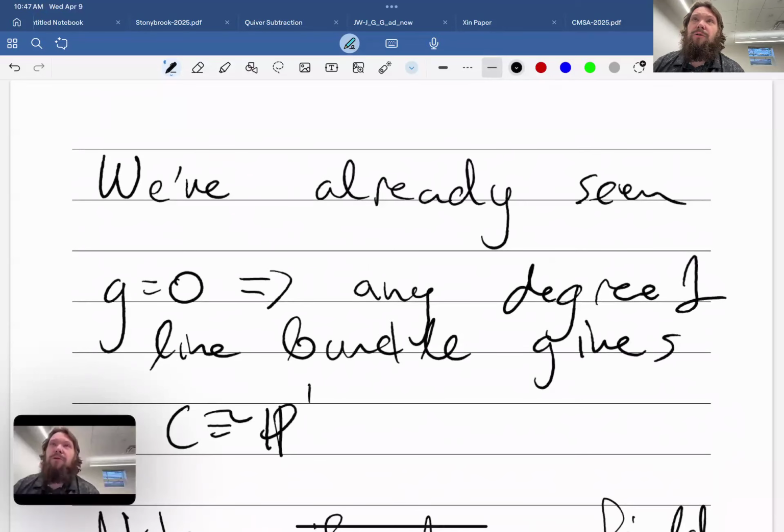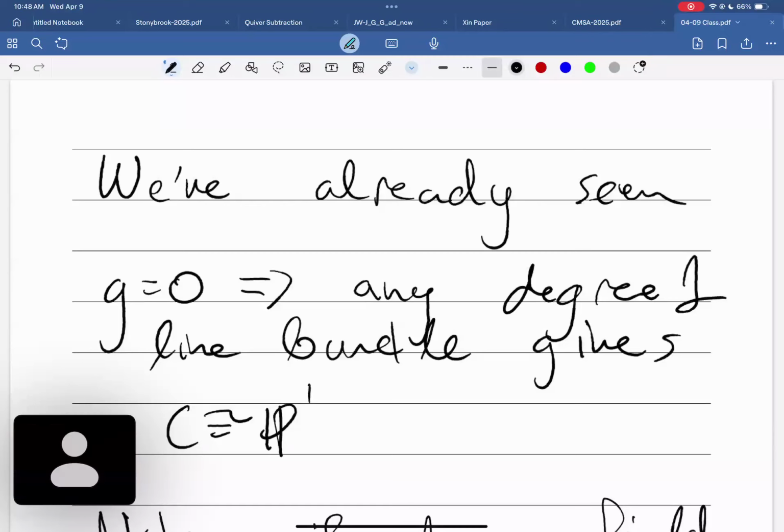Oh, so a smooth cubic in P2 will define something of genus 1. I see. Thank you. Right? For smooth plane curves, the genus is a function of degree. It's something like (d minus 1)(d minus 2) over 2. I think that's right. So for d equals 1 and d equals 2, I get genus 0. For d equals 3, I get genus 1. So this is, we'll see in a moment, why you usually write elliptic curves as cubic plane curves.